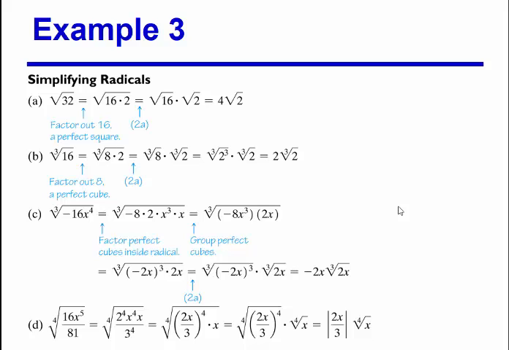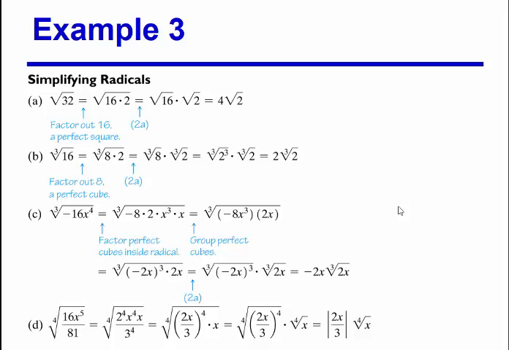So here we have for a the square root of 32. What we're going to do is find a perfect square that divides 32, which just happens to be 16. 16 is a perfect square. So the square root of 32 becomes the square root of 16 times the square root of 2. We can separate that, one of the rules that we saw previously. And then that becomes 4 square root of 2.